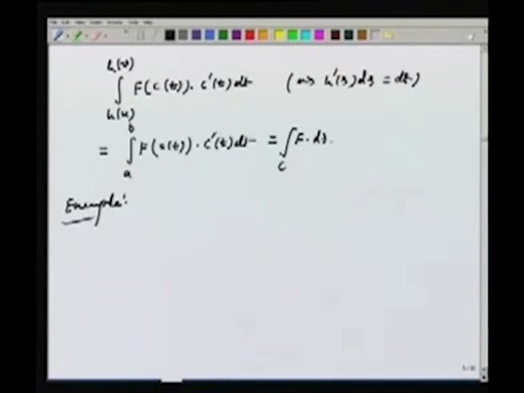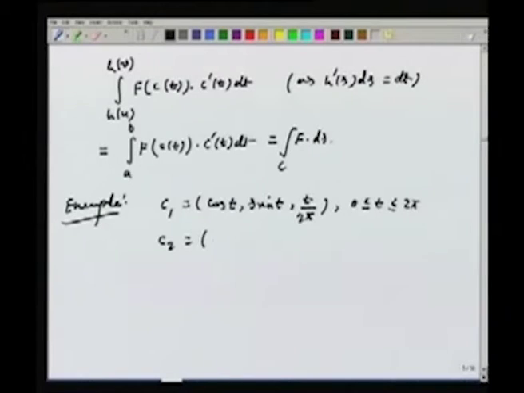what was my C1? C1 was cos t, sin t, t by 2 pi, where 0 is less than or equal to t is less than or equal to 2 pi, and C2(t) was cos t cubed, sin t cubed, then t cubed by 2 pi, where 0 is less than or equal to t is less than or equal to cube root of 2 pi.